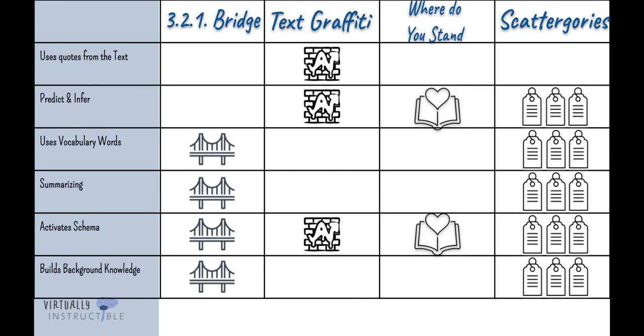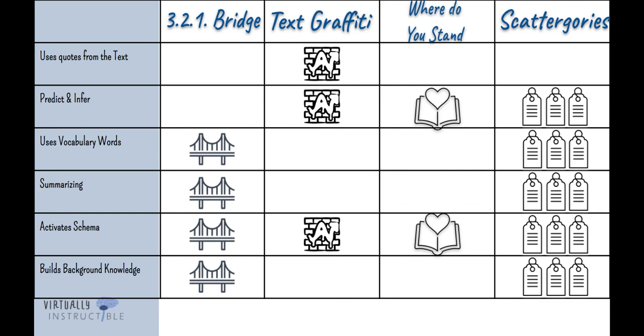Also for summarizing, it's great for summarizing, great for activating schema and building background knowledge. And you can see what skills those other activities will kind of hit on. So depending on the type of text that you're reading, you would want to choose one of these different activities. If it's something that they're not going to be very familiar with the vocabulary words, then I would go with a 3-2-1 bridge or a categories. And I would give them some additional pre-teaching of the vocabulary along with that.